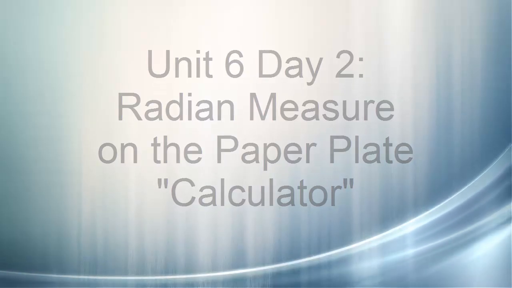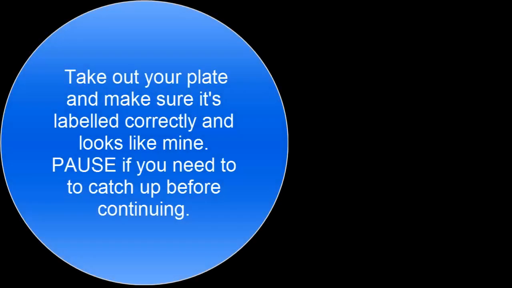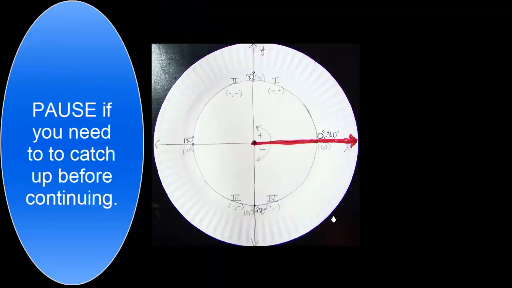Guys, it's day 2 of Unit 6. We're going to discover radians on our unit circle plate. Make sure you take out your plate, look at the plate that you'll see right now, and make sure that yours is complete and correct and looks just like mine. Push the pause button if you need to make sure that everything's labeled correctly before we proceed.